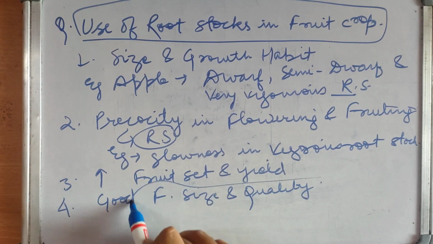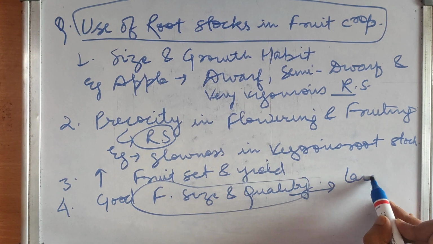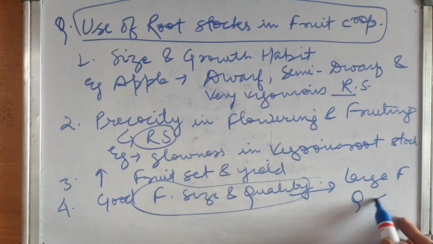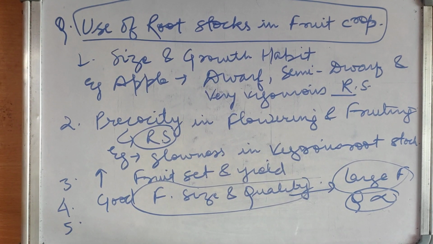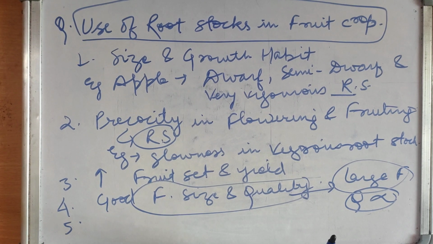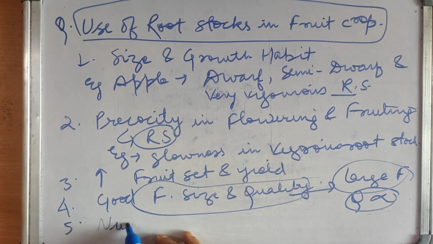But in some disorders, what happens? They will produce large fruits, but the quality will not be up to the mark. Sometimes this happens, large fruit with bad quality, but often there is good fruit size with good quality. There is also better nutrient status using good root stocks.